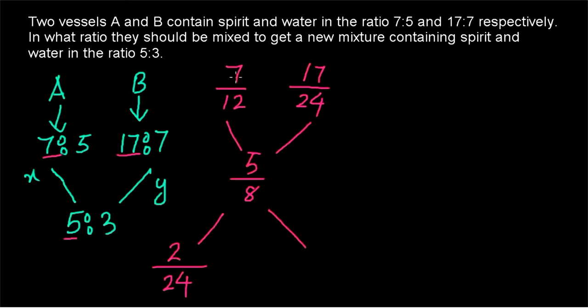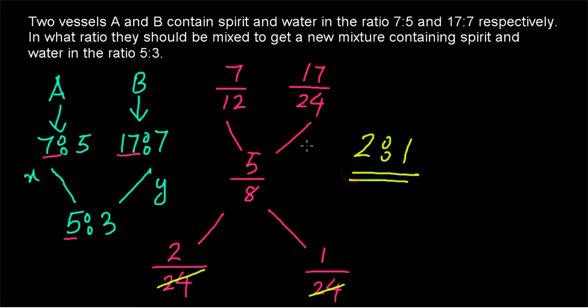and here also the denominator will be 24 since LCM of 12 and 8 is 24. So 12 into 2 is 24, therefore 7 into 2 is equal to 14, and 8 into 3 is 24. So 5 into 3 we should take 15. So 15 minus 14 will be 1. So we'll be having 1 by 24. Just cancelling out 24 and 24, we'll be getting the final ratio as 2:1.